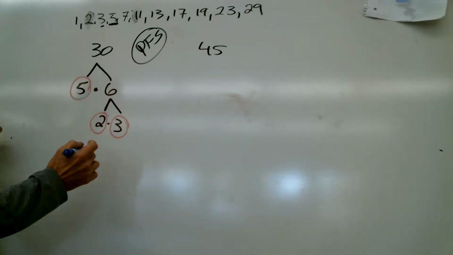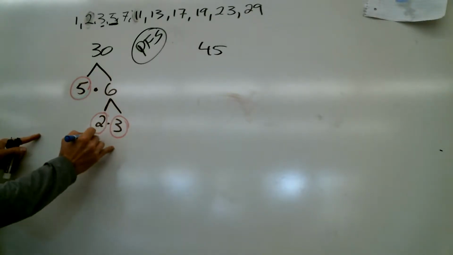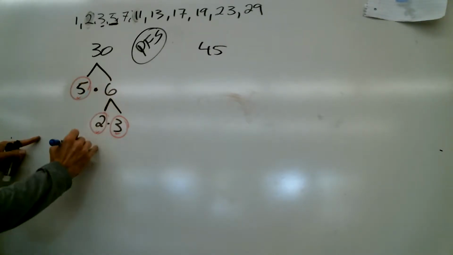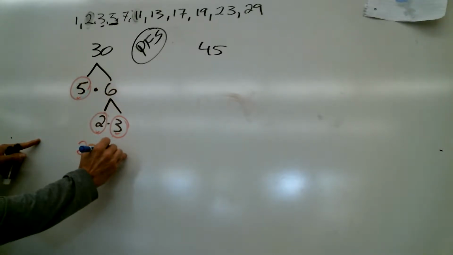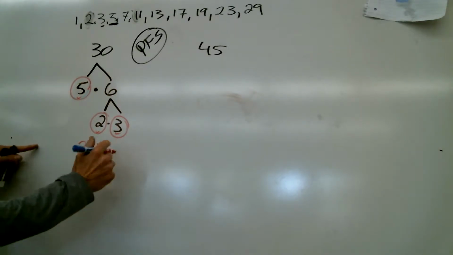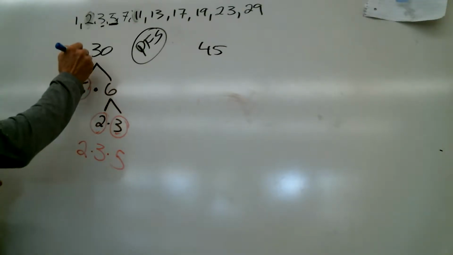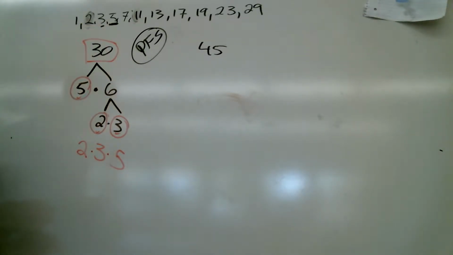So I'm done. The way we write them is smallest to greatest. So I have 2, 3, 5. 2 times 3 times 5. That is my prime factor sequence for 30.